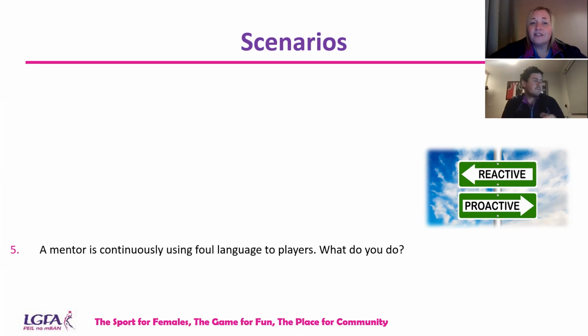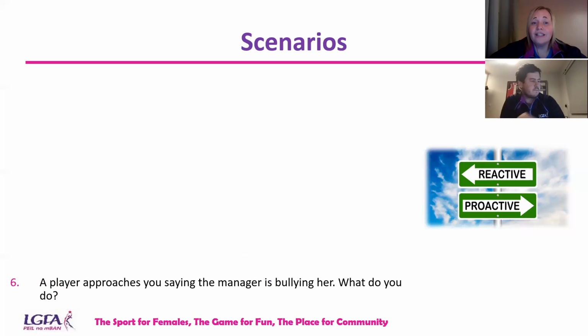A mentor is continuously using foul language to players. What do you do? So again, that is the importance of your code of conduct at the start of the year, because they're representing your county. They're wearing your badge. And finally there, a player approaches you saying the manager is bullying her. What do you do? So again, you hope it's never going to happen, but at least by having all these questions thought about before, and there's loads more possible scenarios, it just makes life easier by the time it actually happens. So have a protocol is the main thing for any potential scenario that might come up.